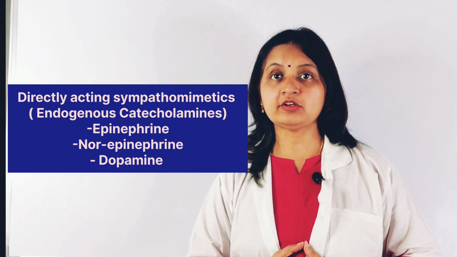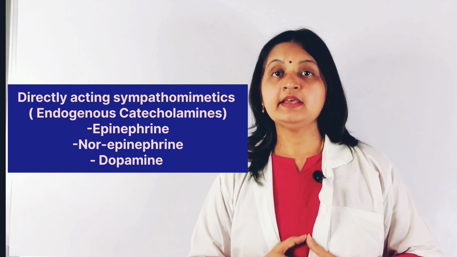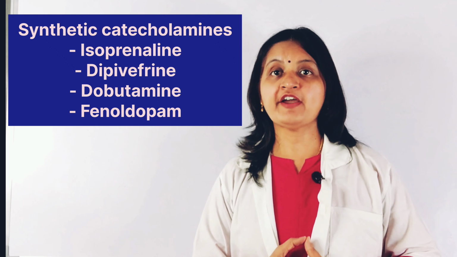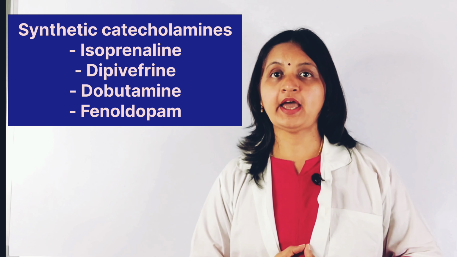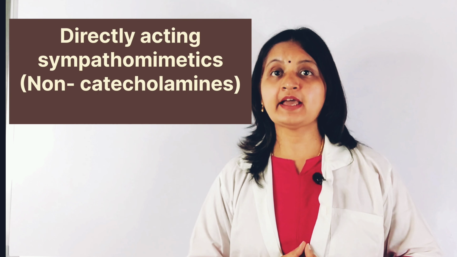Examples of endogenous catecholamines are epinephrine, norepinephrine and dopamine. Synthetic catecholamines include isoprenaline, dipivefrin, dobutamine and fenoldopam. Moving on to non-catecholamines. The non-catecholamines can be subclassified on the basis of receptor selectivity.